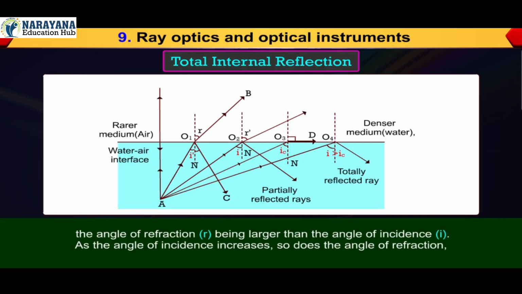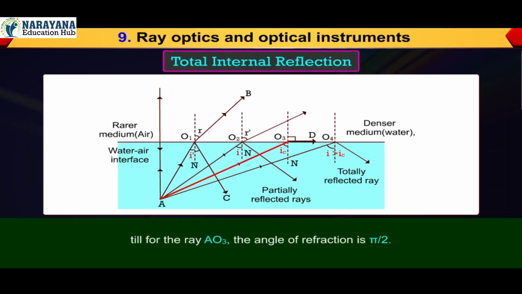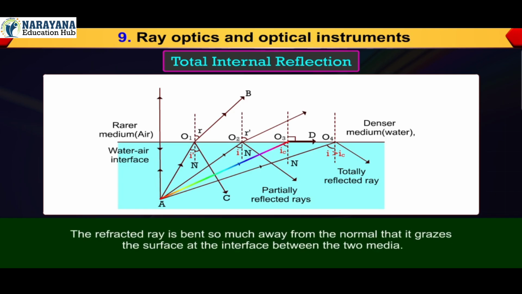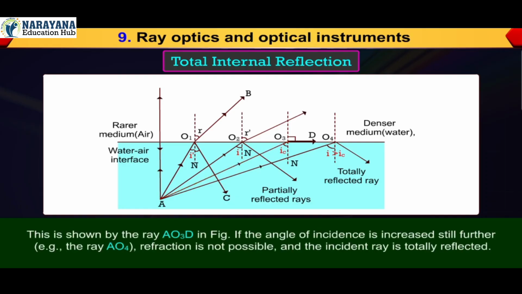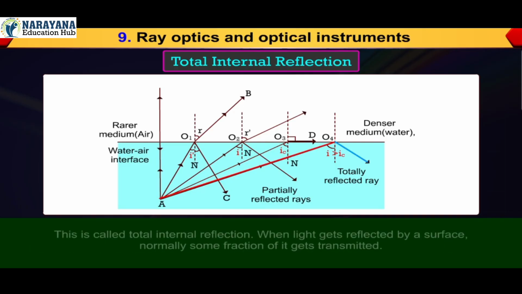As the angle of incidence increases, so does the angle of refraction, till for the ray AO3, the angle of refraction is π/2. The refracted ray is bent so much away from the normal that it grazes the surface at the interface between the two media. This is shown by the ray AO3D in figure. If the angle of incidence is increased still further, for example, the ray AO4, refraction is not possible and the incident ray is totally reflected. This is called total internal reflection.